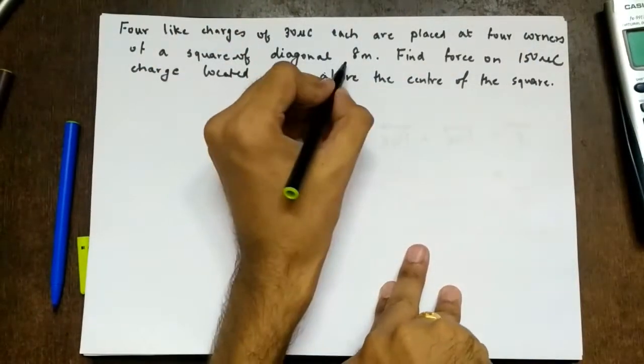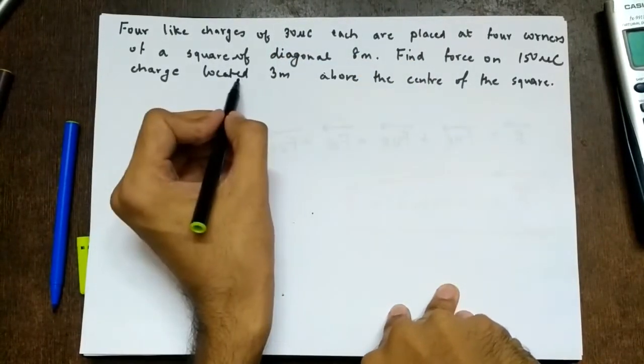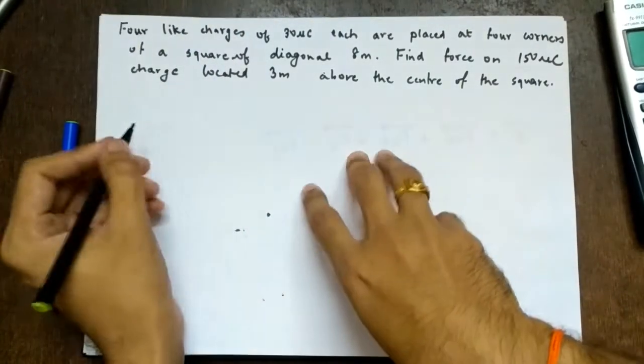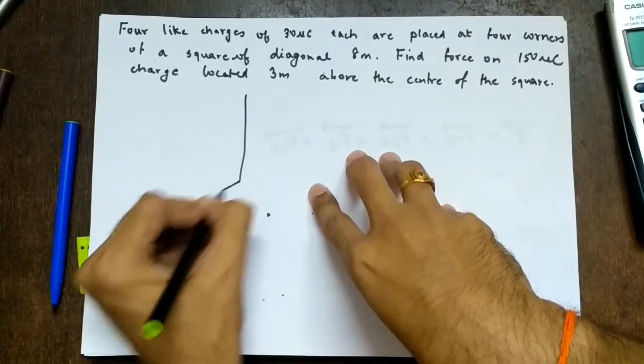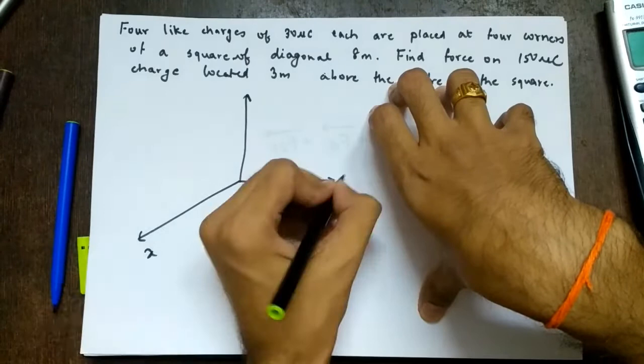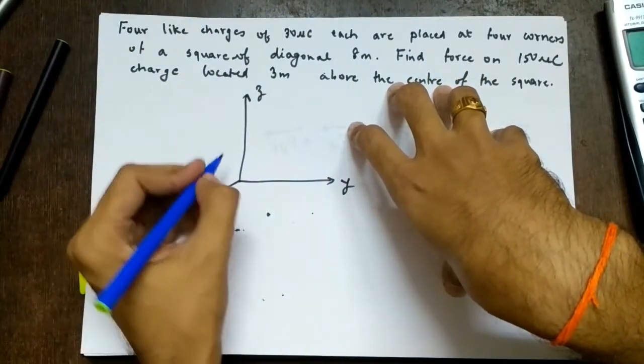So what is happening? The diagonal of the square is given as 8 meters. And what hint have they given? We have to find the force on the charge which is located 3 meters above the center of the square. Above the center of the square indicates that we have to use a 3D coordinate system. This is x, y, z, a right-handed coordinate system, right?